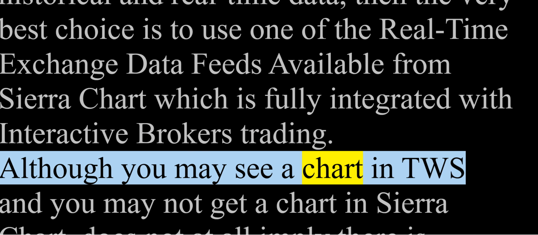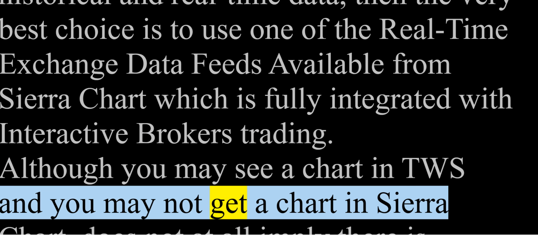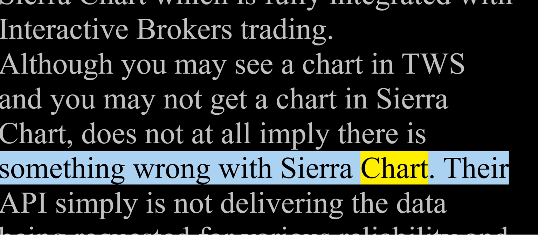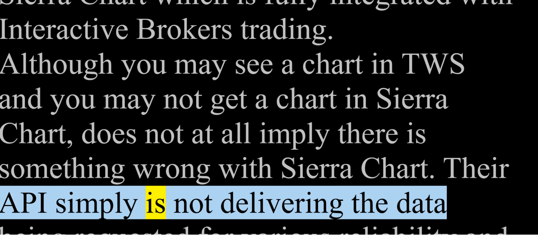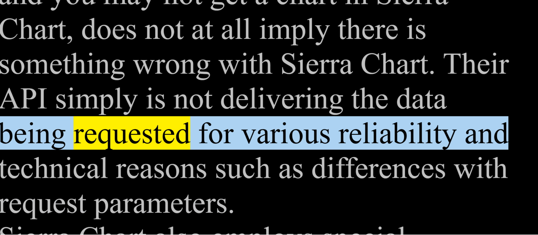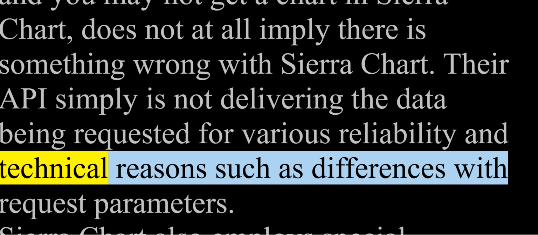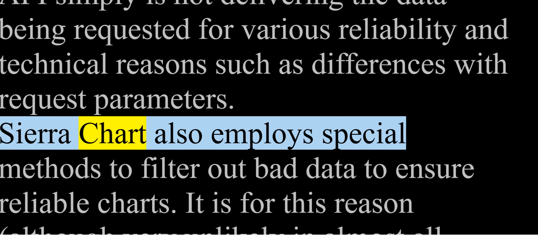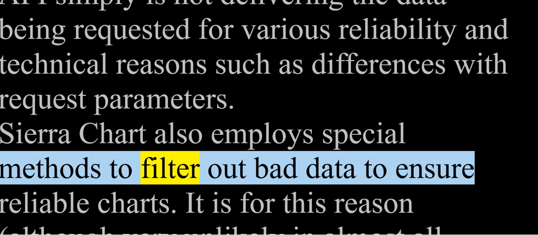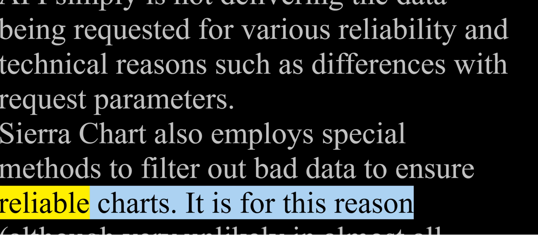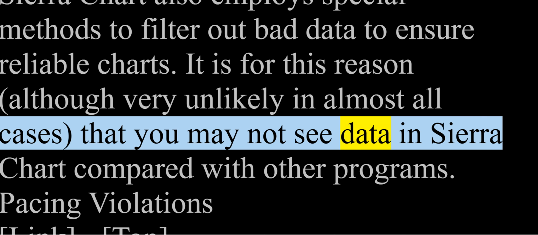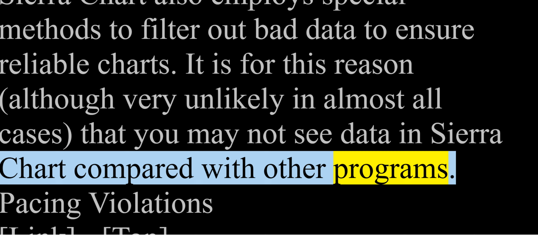Although you may see a chart in TWS and you may not get a chart in Sierra Chart, that does not at all imply there is something wrong with Sierra Chart. Their API simply is not delivering the data being requested for various reliability and technical reasons, such as differences with request parameters. Sierra Chart also employs special methods to filter out bad data to ensure reliable charts. It is for this reason, although very unlikely in almost all cases, that you may not see data in Sierra Chart compared with other programs.